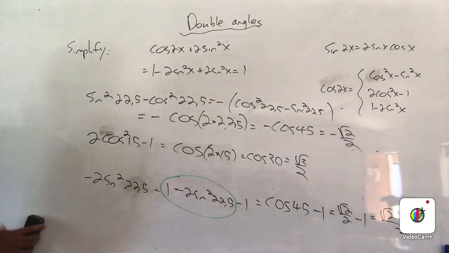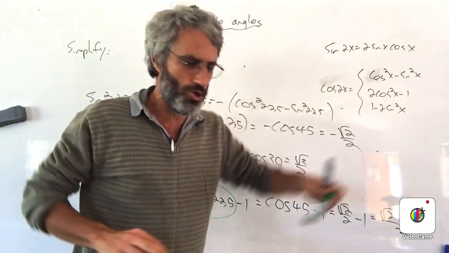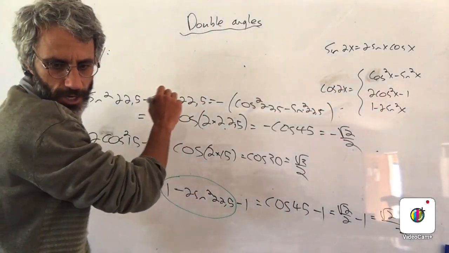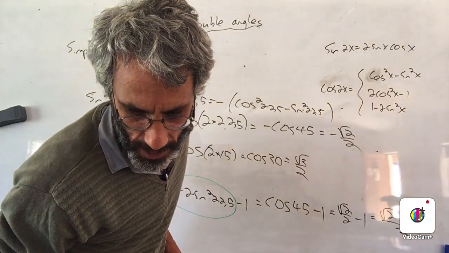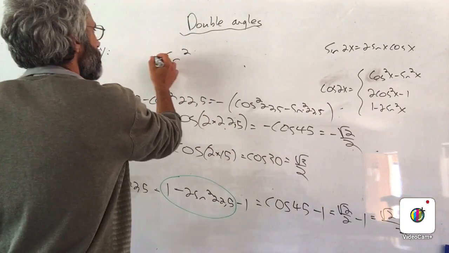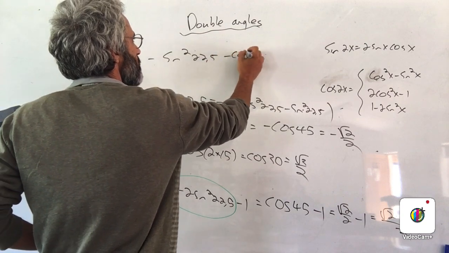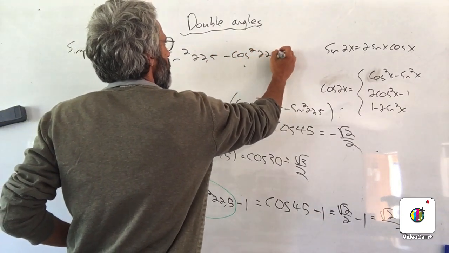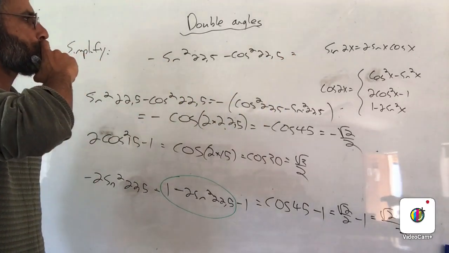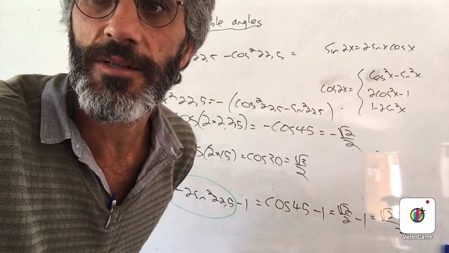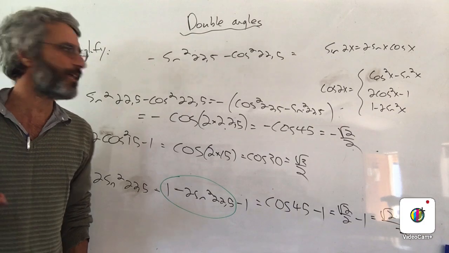I'm going to do one last question, just because when I teach you something new, you often forget the old stuff. So let's do that. I'll use the one they did: minus sine squared 22.5 minus cosine squared 22.5. How should we solve that? What does that equal to? Let you think about it for a second. Guys, listen to that: when you learn something new, you mustn't forget the old things.